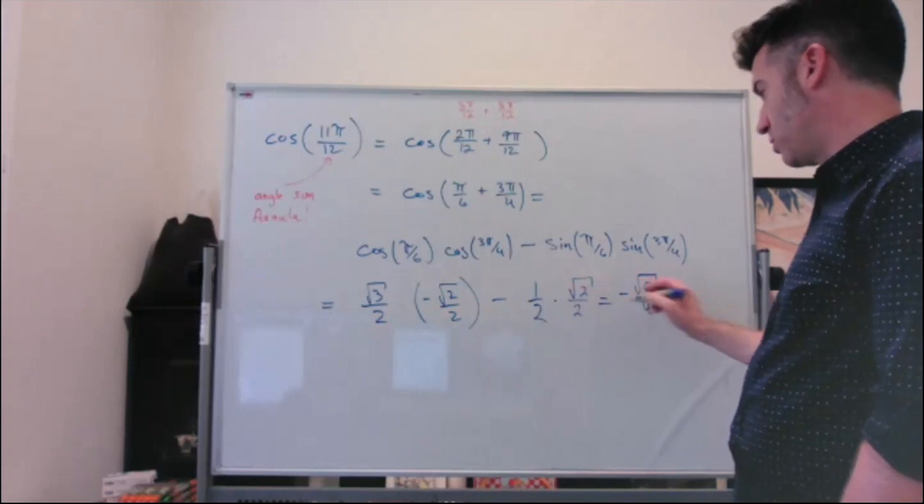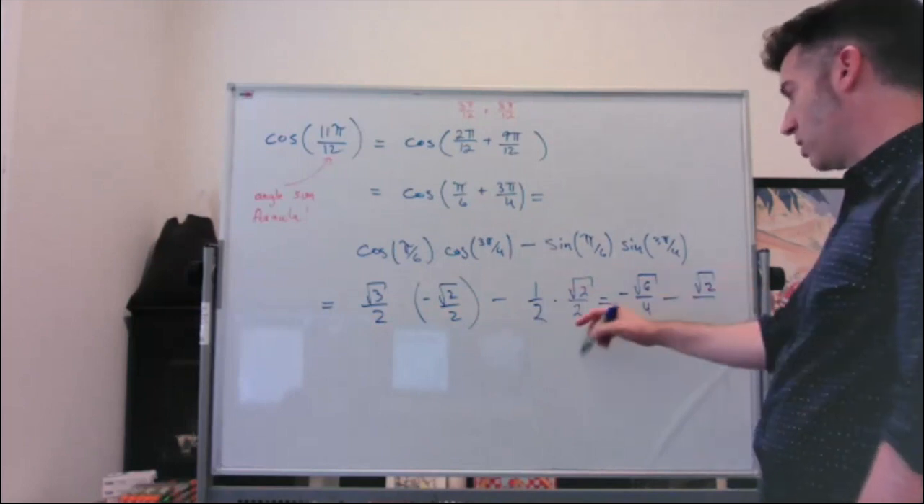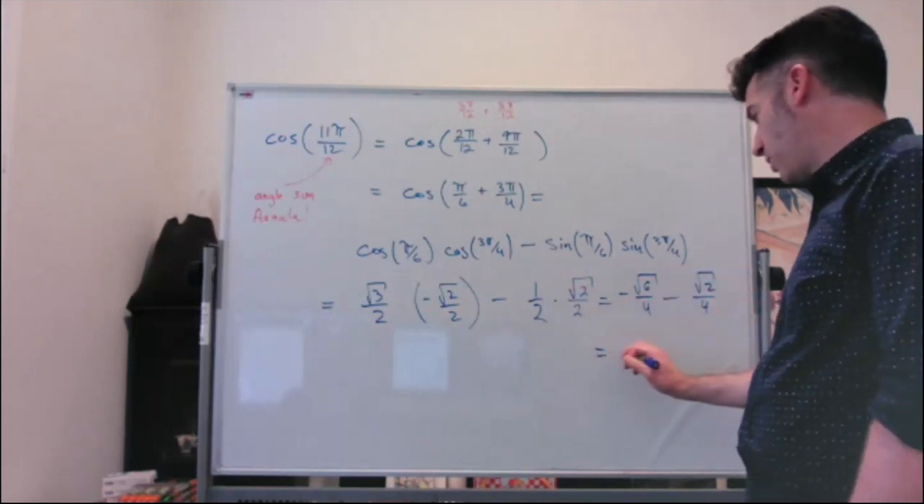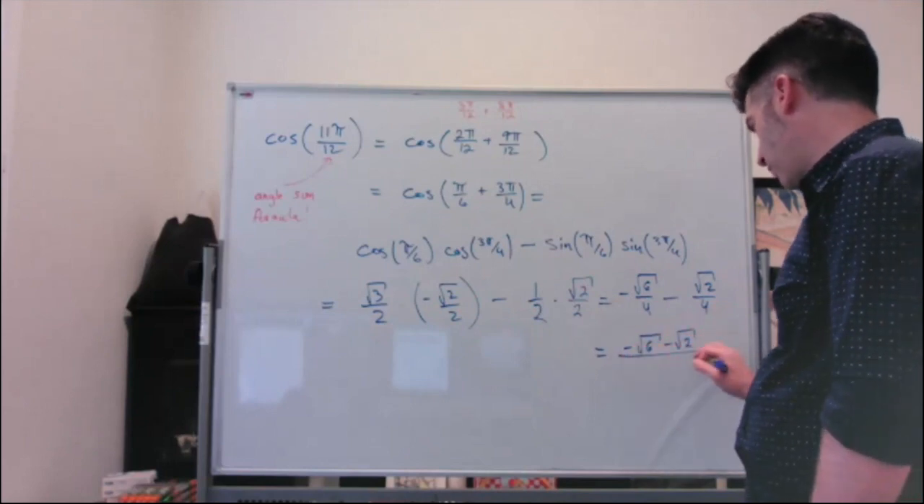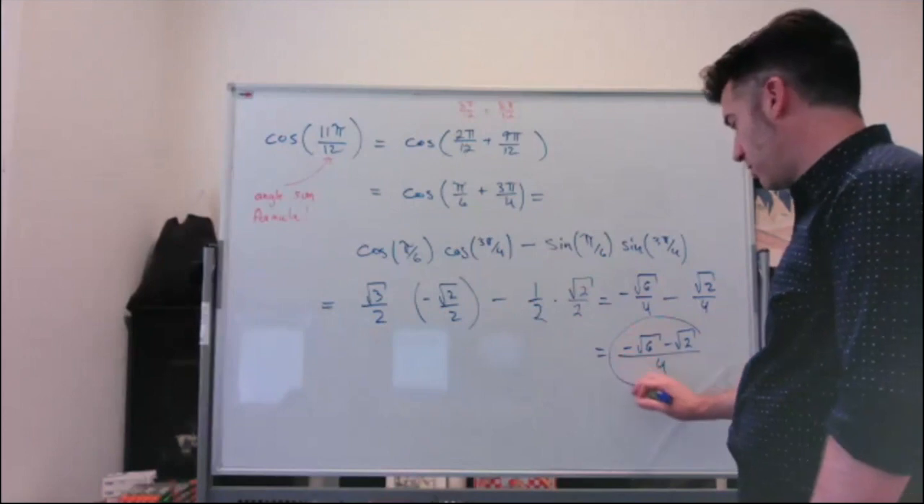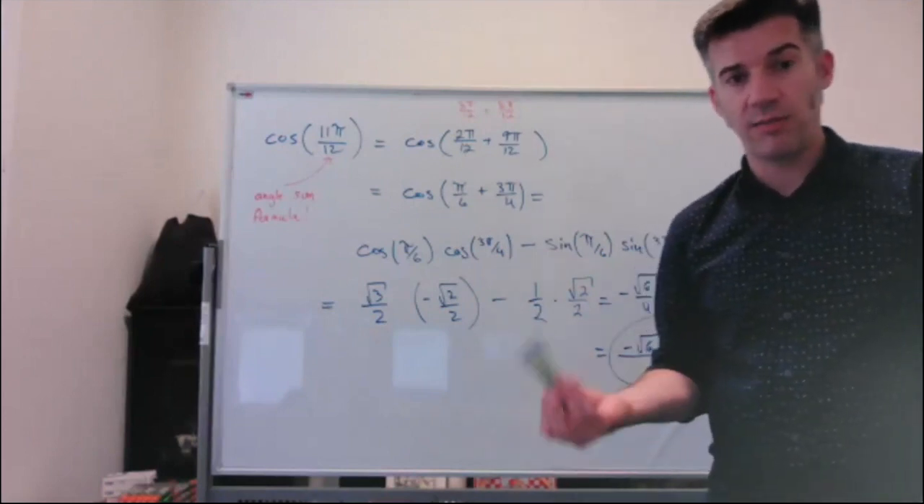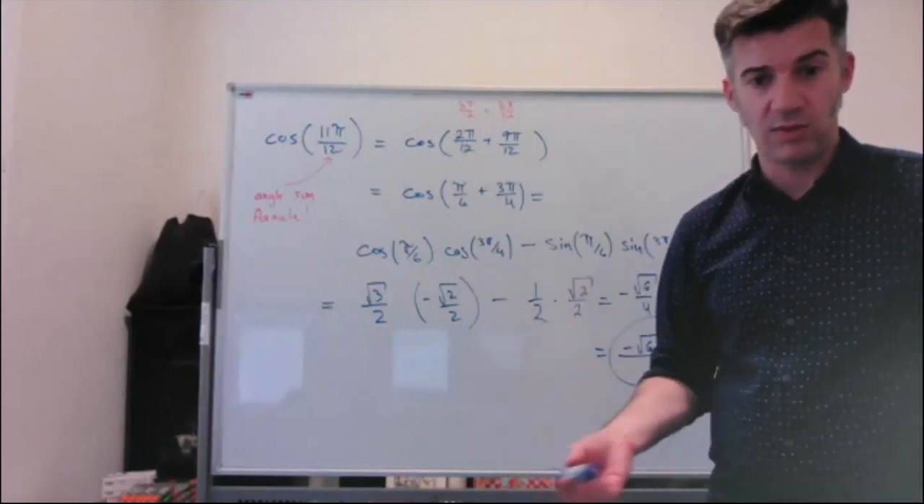Minus 1/2 times root 2 over 2, which is root 2 over 4. So we end up with negative root 6 minus root 2 all over 4. And for these angle sum problems, your answer should always look like something with a root 6 plus or minus something with a root 2, all over 4.